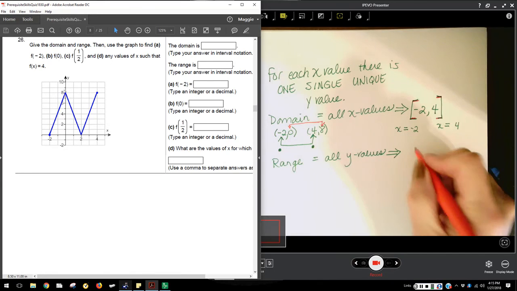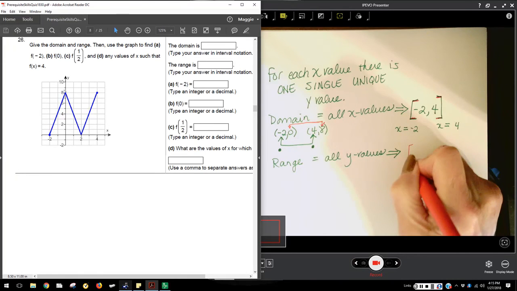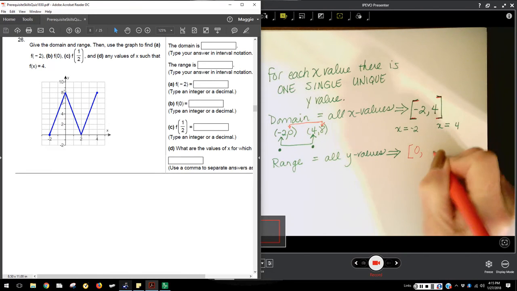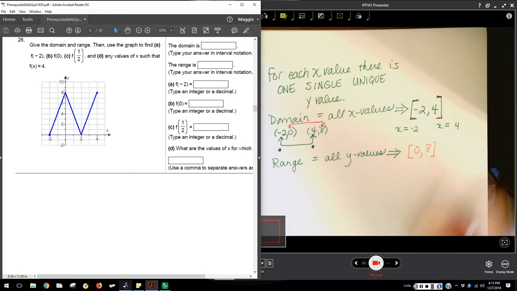So the lowest y value here is 0, and the highest y value is 8. And again, those two values are included because that point is a closed-in circle. Then it says find f of -2. That means you start on the x-axis and go to where x is -2 and see that the y value there is 0. So this would have been the number 0.